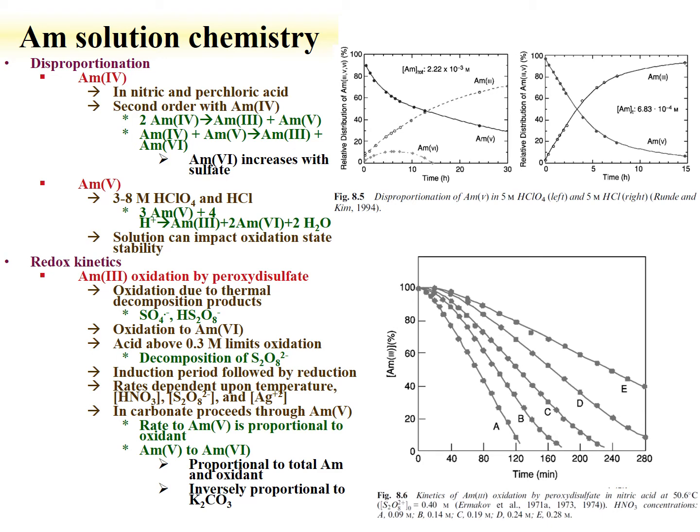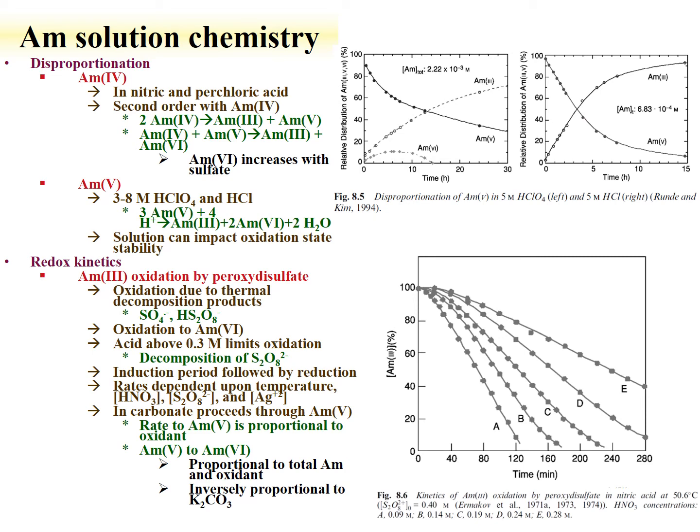There's also the disproportionation of americium-5, similar to the neptunium system, where in 3 to 8 molar perchloric and HCl, 3 americium-5s with acid go to americium-3 plus 2 americium-6s plus water. The solution, in other words the perchloric or nitric acid solution, is shown to impact the oxidation state stability for the americium and therefore has an influence on the disproportionation. The figures show the disproportionation of americium-5 in 5 molar perchloric acid and HCl. And you can see that the rates are different for the different acid systems.